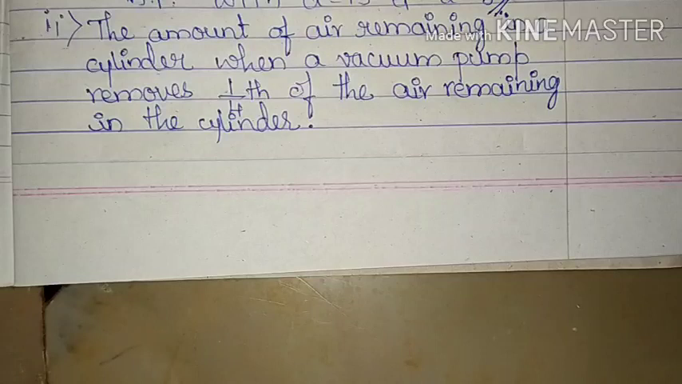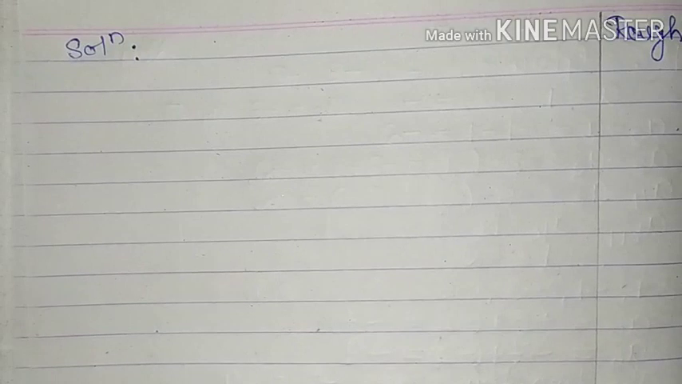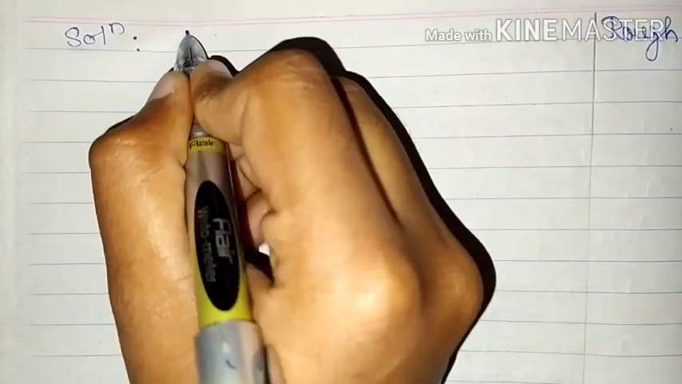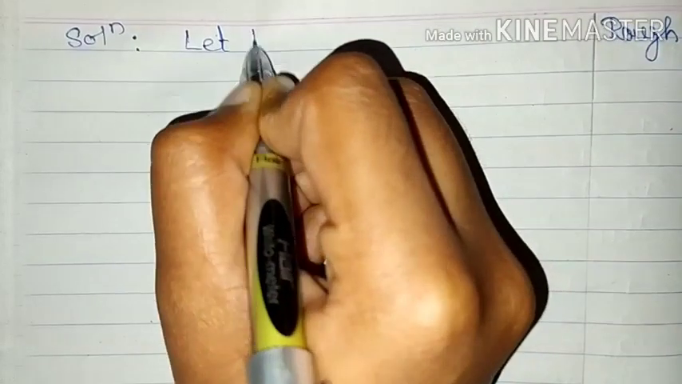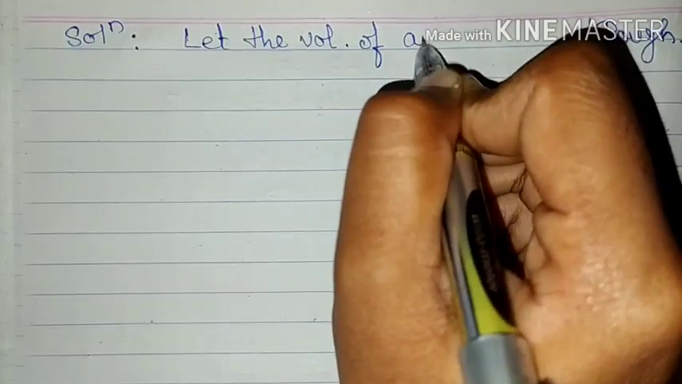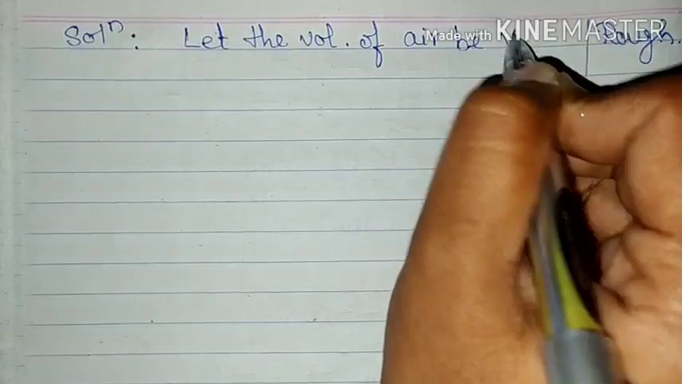In the second situation, they have given us the amount of air remaining in a cylinder when a vacuum pump removes 1/4 of air present in that cylinder. So in this question, they have given us a cylinder which is filled with some amount of air. Let's say the volume of the air be V.